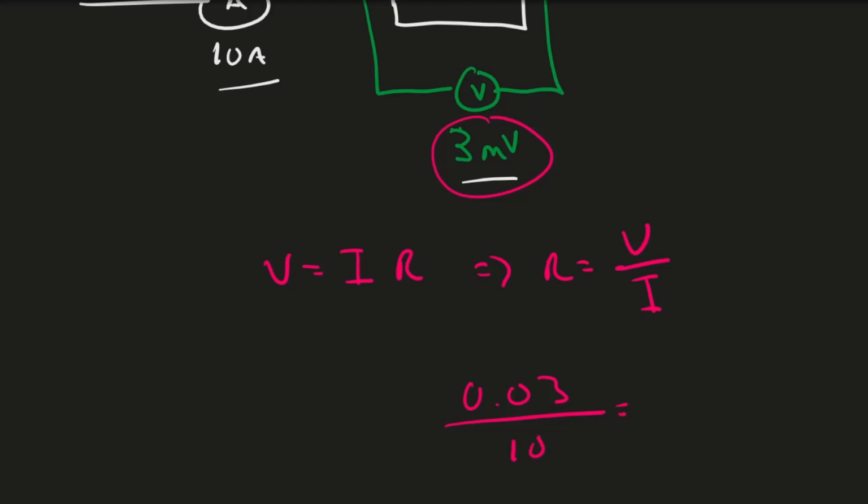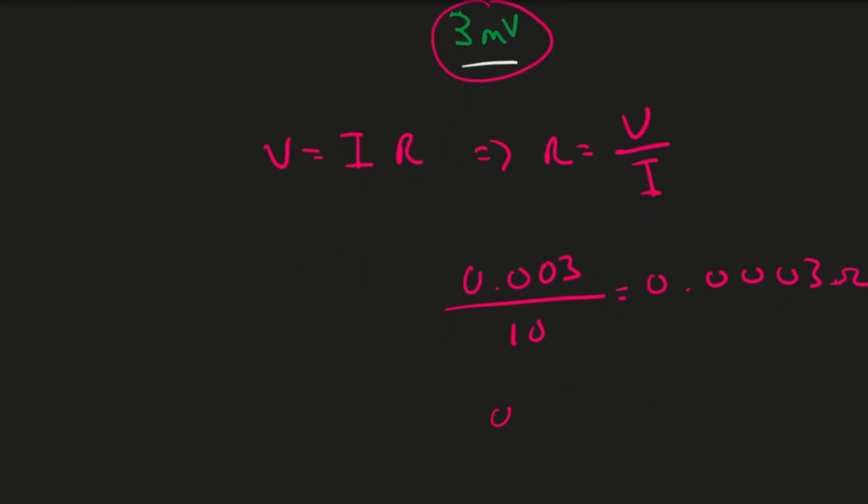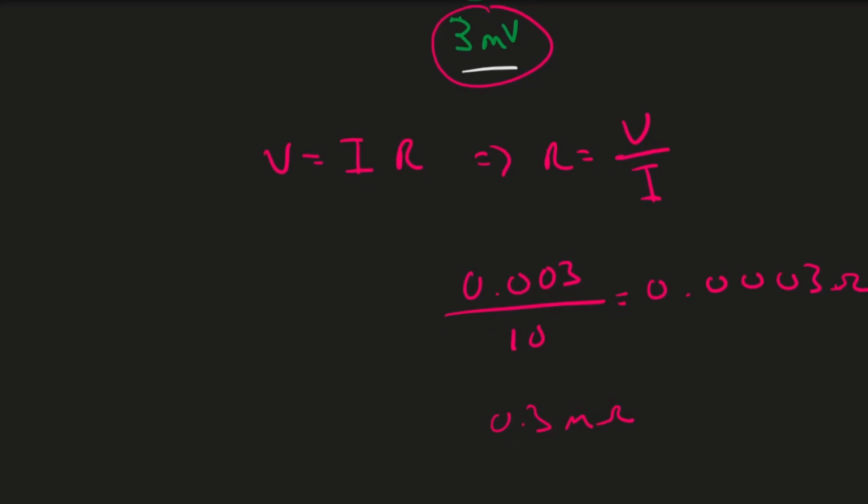So excuse me, this should be 0.03 volts over 10, and you should get 0.0003, and the units will be ohms. And you can also write this as 0.3 milliohms. Okay, so hopefully you got that one correct, and I'll see you in the next one.